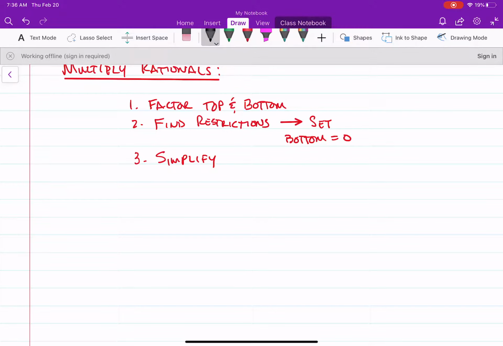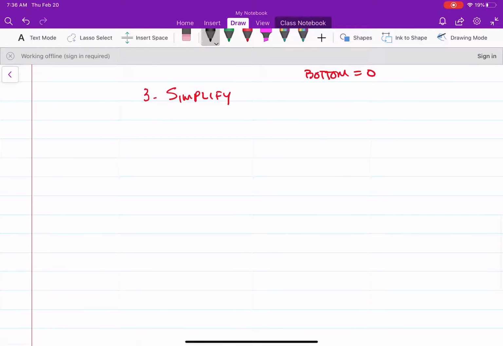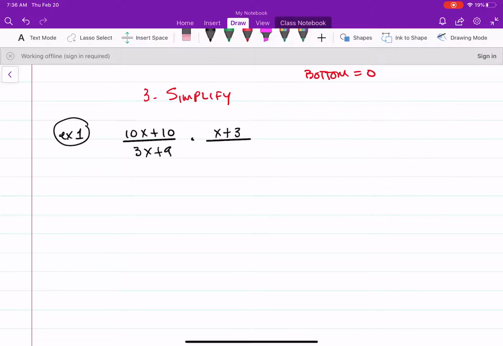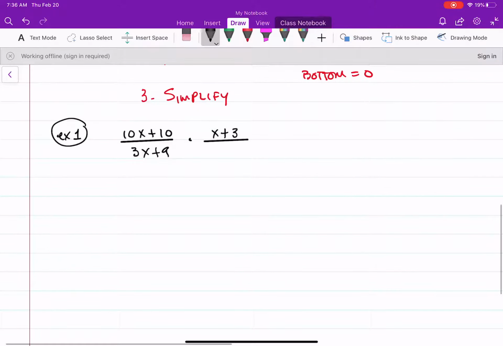Okay? All right, so let's start an example. We'll start with something simple. For example, let's go with 10x plus 10 over 3x plus 9, times x plus 3 over 5x squared minus 5.